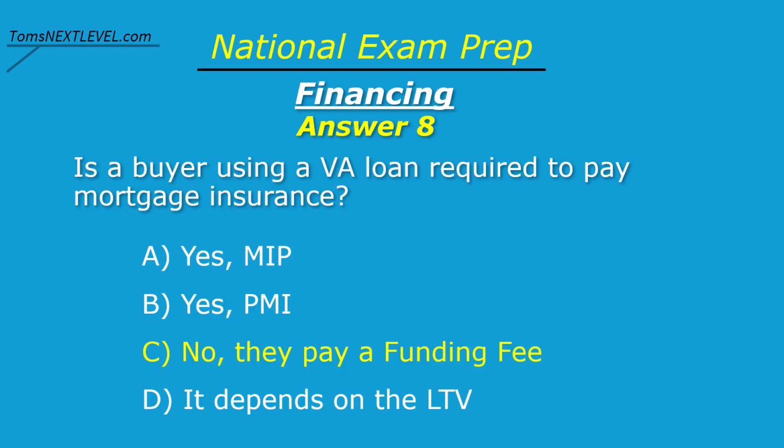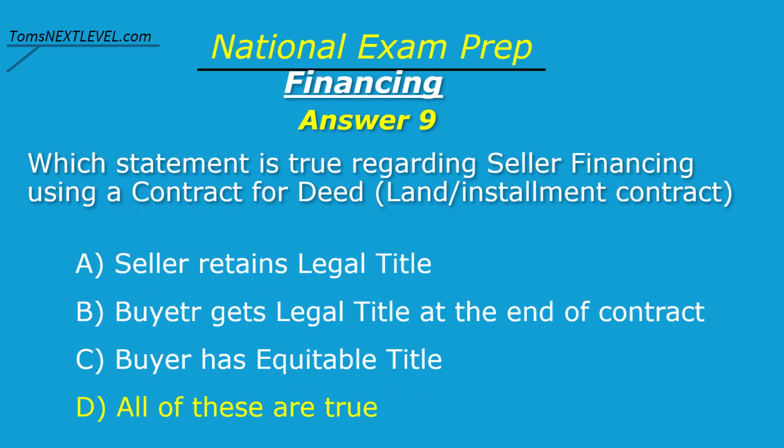And the answer to your last question is D. All of the statements are true regarding seller financing using a contract for deed, otherwise known as a land contract or an installment contract. So just quick, let's go over these. The seller keeps legal title. The buyer gets legal title after the contract is paid off.